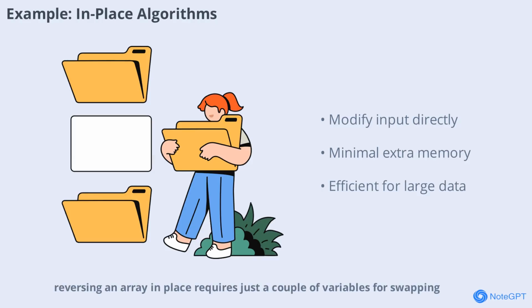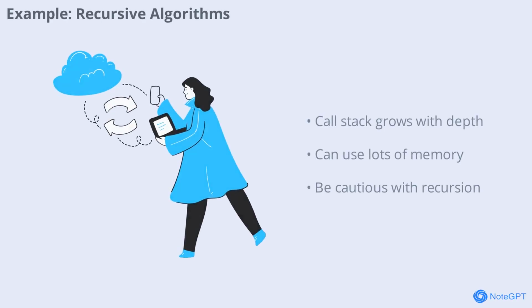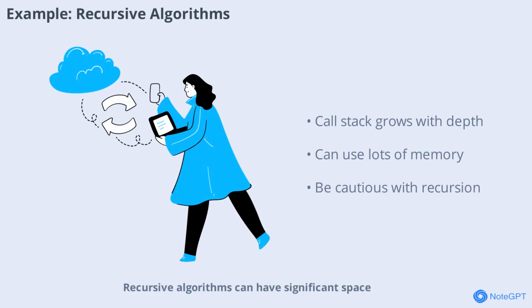For instance, reversing an array in place requires just a couple of variables for swapping, regardless of the array's length. In-place algorithms are highly valued for their minimal memory footprint. Recursive algorithms can have significant space complexity due to the call stack.